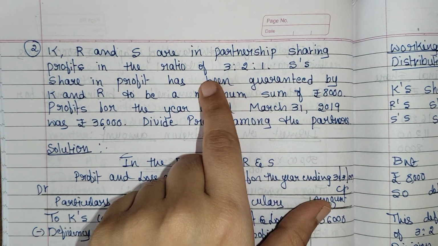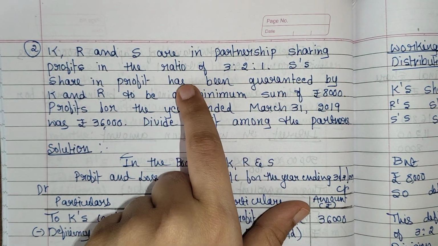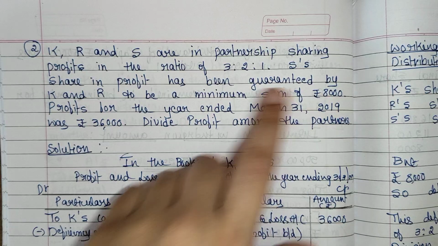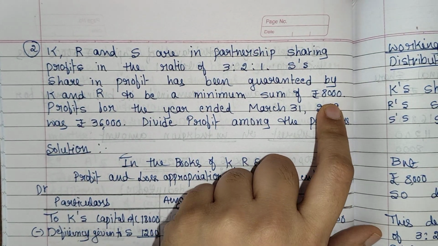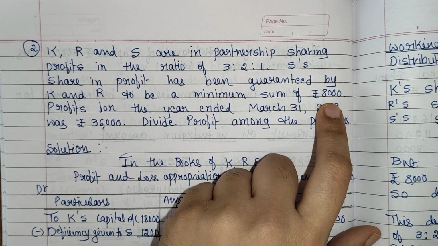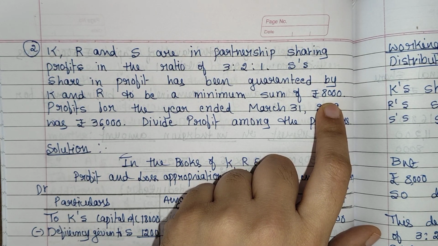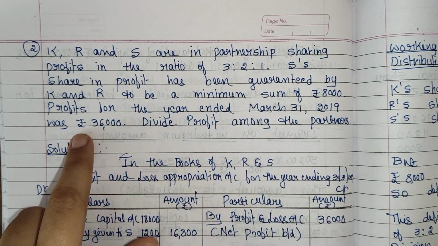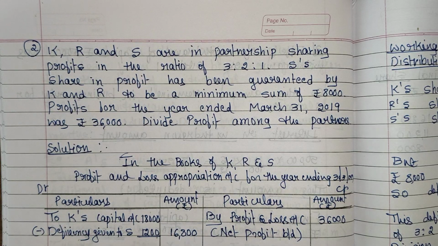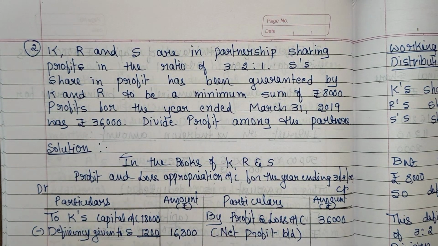Clear? See, S's share in profit has been guaranteed by whom? K and R, to be a minimum sum of rupees 8,000. Means K and R have promised that S will receive at least rupees 8,000 as profit, even if his normal share is less than that. Clear? Now profits for the year ended March 31st 2019, how much? That is rupees 36,000. Divide profit among the partners.